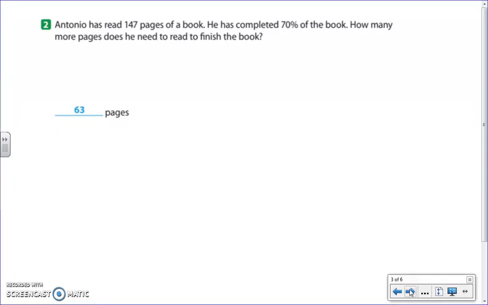Number 2 says that Antonio has read 147 pages of a book. He has completed 70% of the book. How many more pages does he need to read to finish the book? Okay, so in this case, the expression is going to be tough to do because we don't have the total. We're not trying to find the percent of a total. We have the percent that matches the progress that he's made through his book. So let's start with another diagram here.